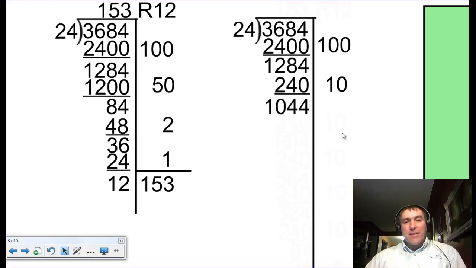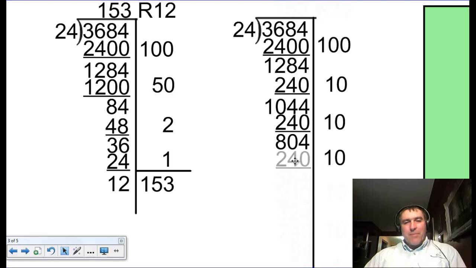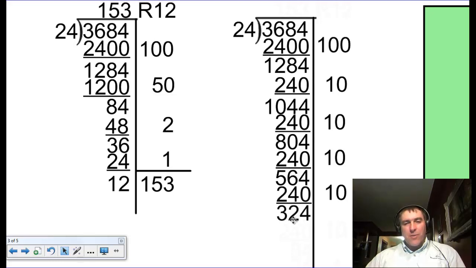1,044. Well, 10 still goes into it, so let's multiply by another 10. You subtract 240. You subtract. Multiply by another 10. Subtract 240. And you get 564. That's still bigger than 240, so let's multiply by another 10. And we end up with 240. We subtract 324. Guess what? We can multiply by another 10. And we subtract that, and we end up with 84.